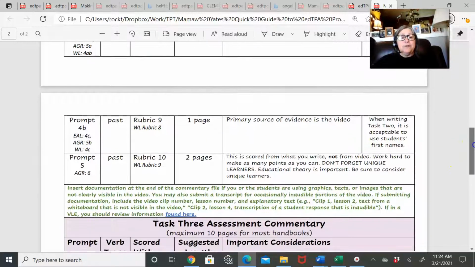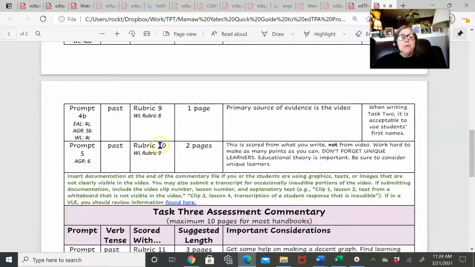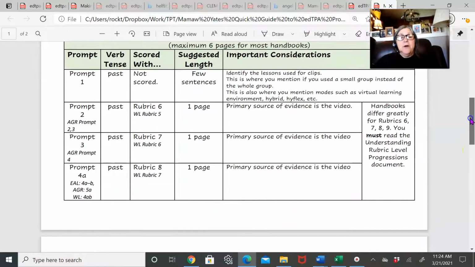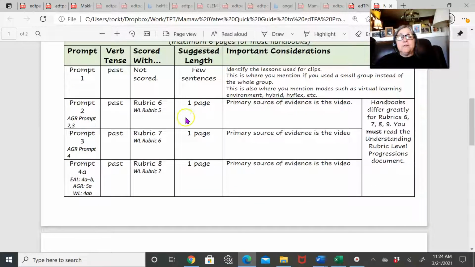And you really need to look at your understanding rubric level progression. Now, when you write prompt 5, this is scored with Rubric 9, unless, of course, you're world language or agriculture. And because this one is really scored from what you write, not from the video, then you need to work really hard to write really well. And so I think 2 pages is adequate, what you should do for prompt 5. 1 page for the rest of these.